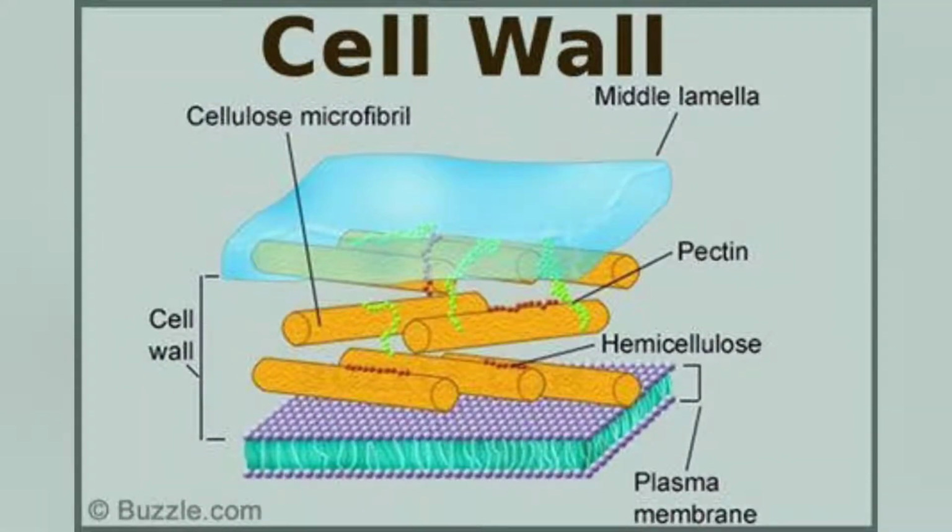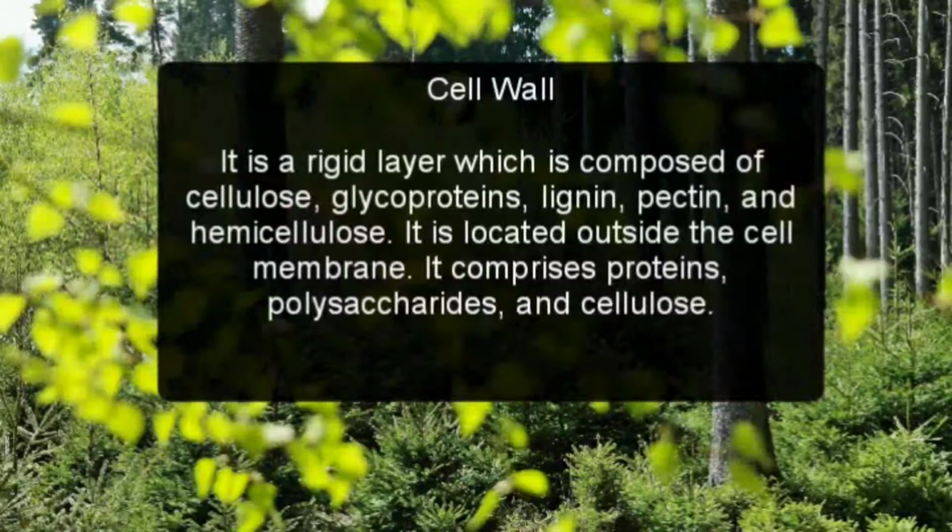The first part is the cell wall. The cell wall is a rigid layer which is composed of cellulose, glycoproteins, lignin, pectin, and hemicellulose. It is located outside the cell membrane. It comprises proteins, polysaccharides, and cellulose. So for you to remember this part, you can compare it to an eggshell, which is the outer part of an egg.